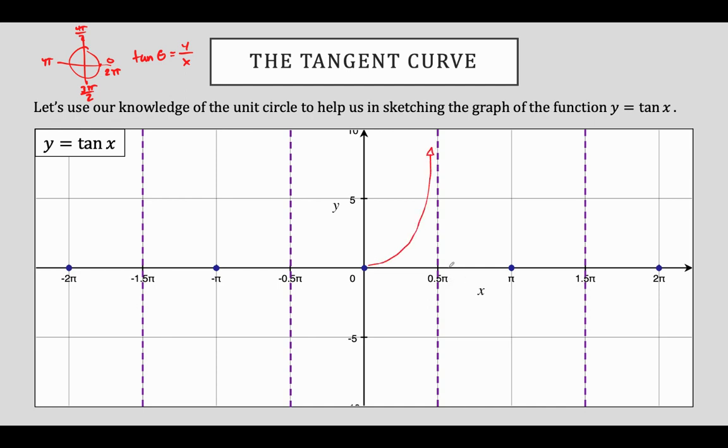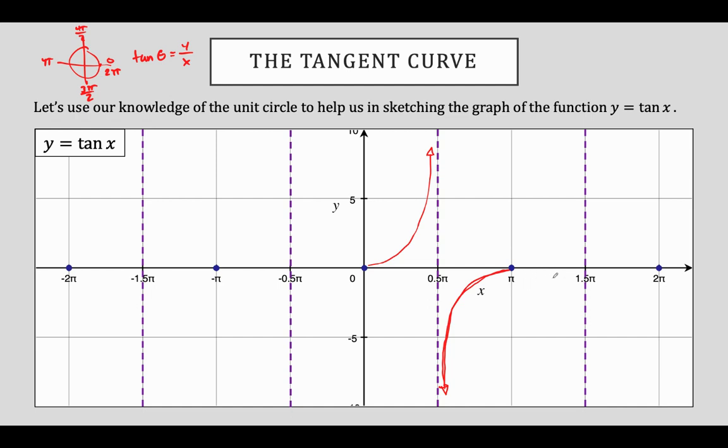Now, what about between pi over 2 and pi? Well, on the unit circle, angles between pi over 2 and pi correspond to the second quadrant, and the outputs for tangent in the second quadrant have to be negative. Therefore, in this region all of my outputs have to be negative, and by definition of this vertical asymptote, as we approach the vertical asymptote from the right-hand side, our graph has to go down to negative infinity.